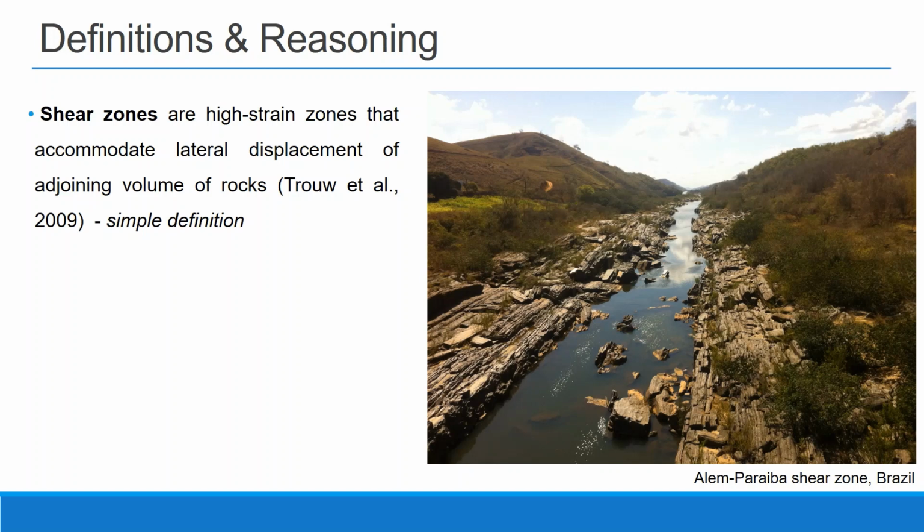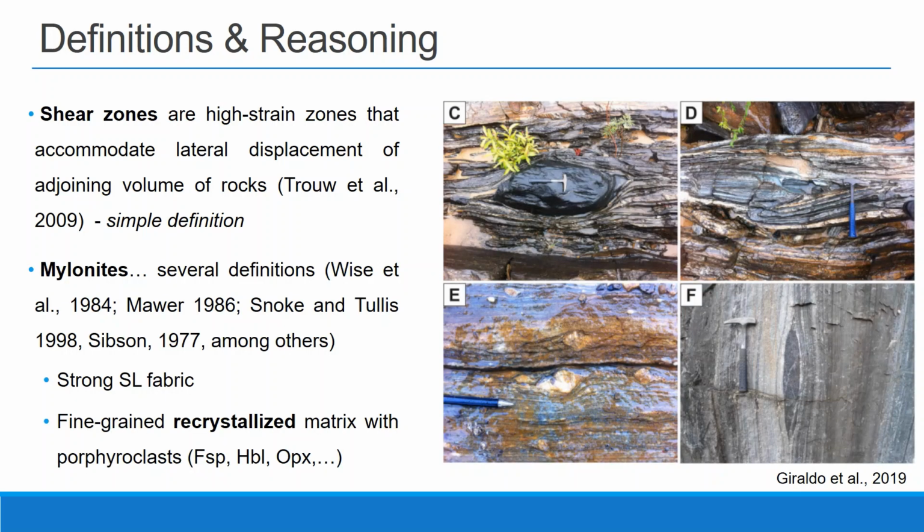So it's a massive, high-grade shear zone, granulite facies, and you can really see it's extremely deformed, really high intense strain concentration. And the rocks that we have in these shear zones are what we call mylonites. So there are several definitions for mylonites, protomylonites, ultramylonites, but the most simple definition we can use is that mylonites are rocks with a strong foliation and lineation fabric that develop a fine-grained recrystallized matrix and generally porphyroclasts.